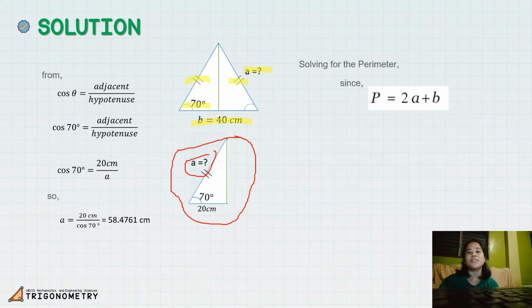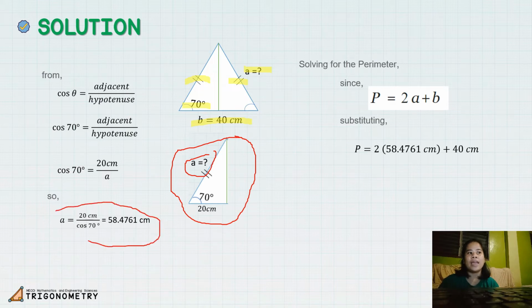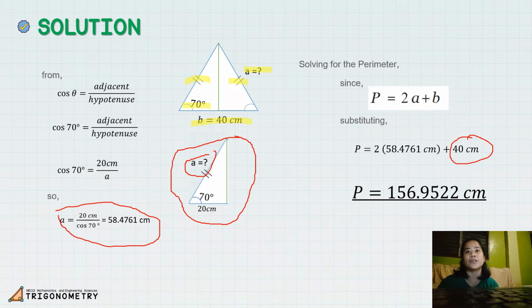Since perimeter is equal to 2A plus B, substituting 2 times the A from the solved equation, we can say 2 times 58.4761 centimeters plus the base side, which is equal to 40 centimeters. Then we can get the answer 156.9522 centimeters. So that's how we got the answer.